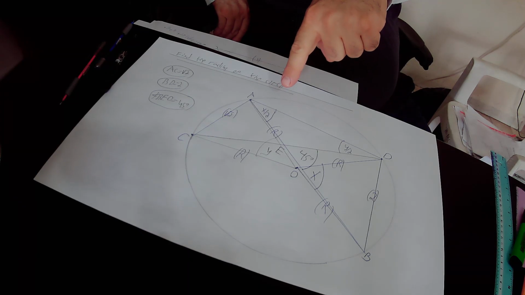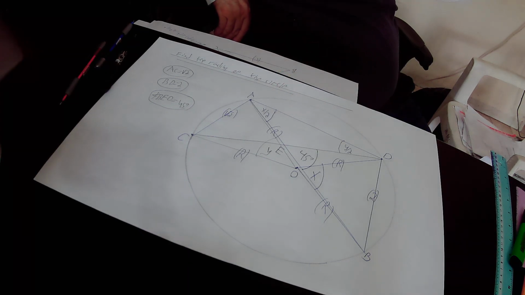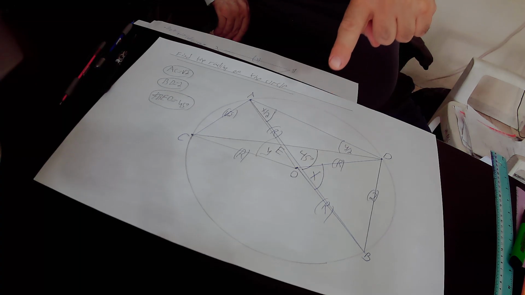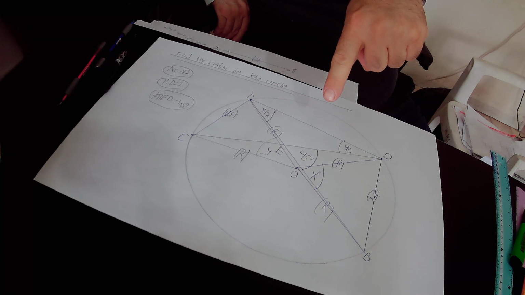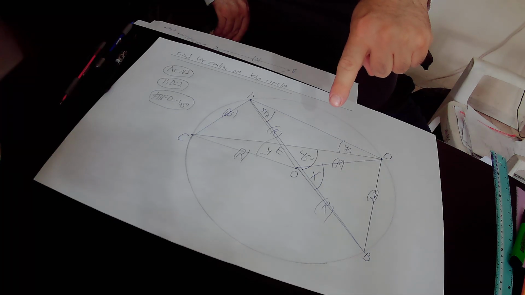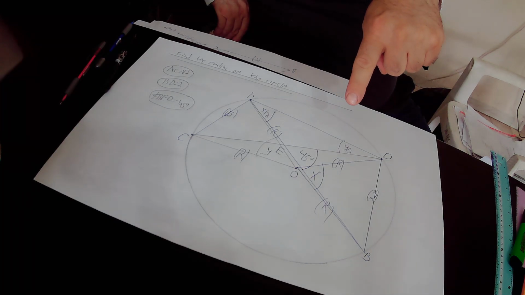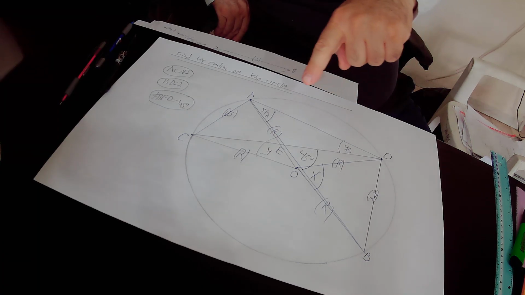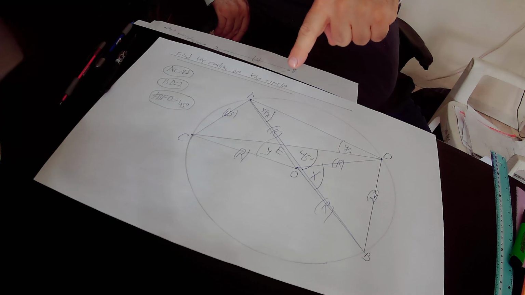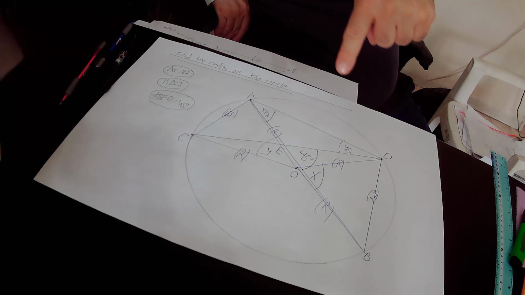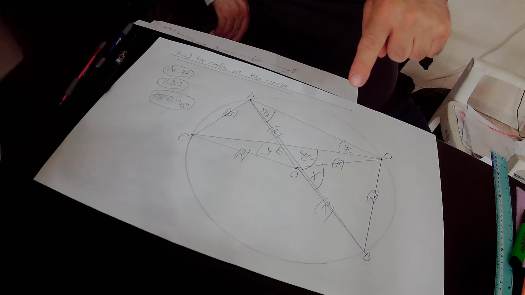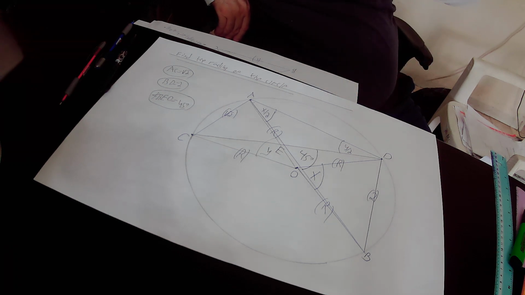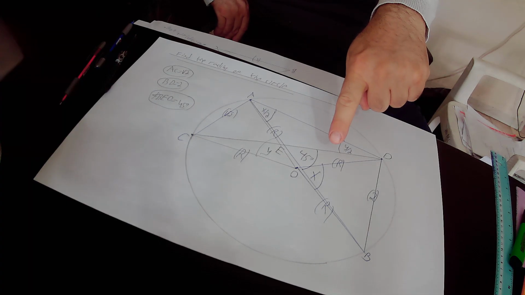And the size of this peripheral angle DAB is x over 2. Therefore the size of this center angle DOB that subtends on the same arc DB must be exactly twice as large, equal to x. So if this peripheral angle DAB equals x over 2, then the center angle DOB that subtends on the same arc DB must be equal to x.